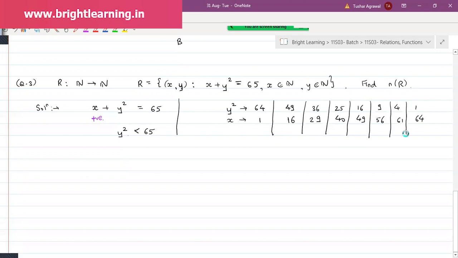But be careful that 1 will not get paired up with 64. 1 will get paired up with y, not y square. So 1 will get paired up with 8, 16 will get paired up with 7, 29 with 6, 40 with 5, 49 with 4, 56 with 3, with 2, with 1. So the total pairs are 8. Cardinality will be equal to 8.